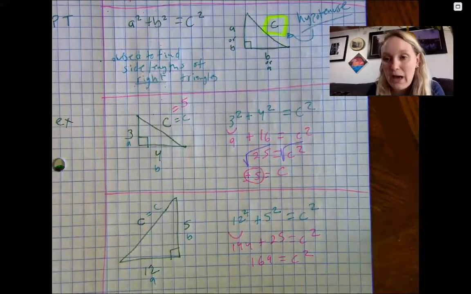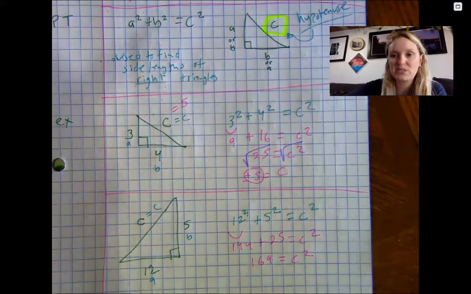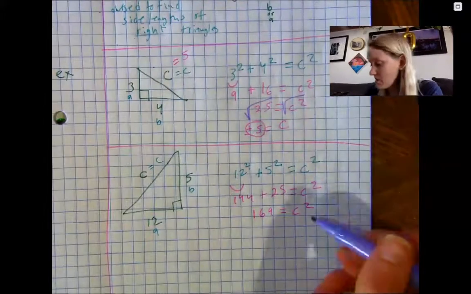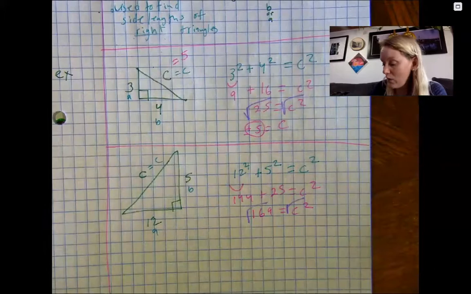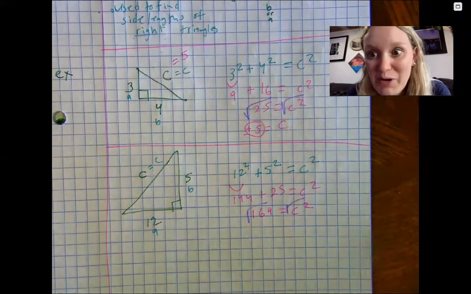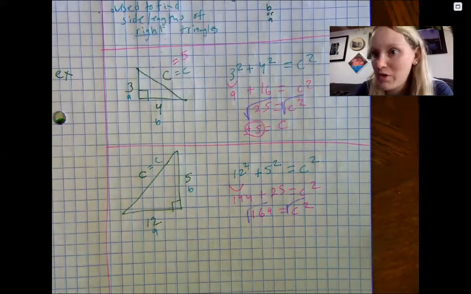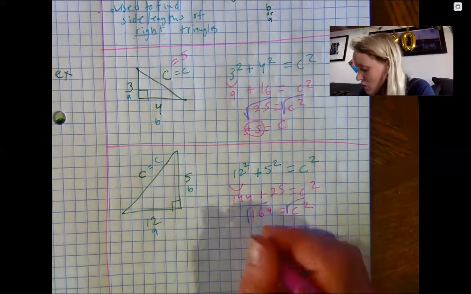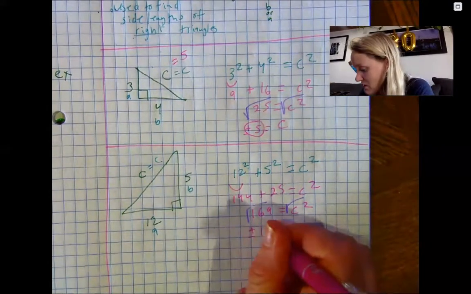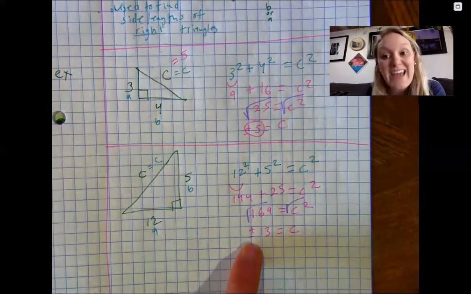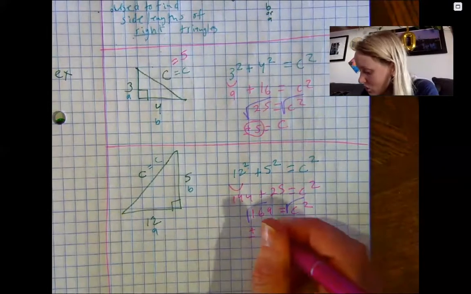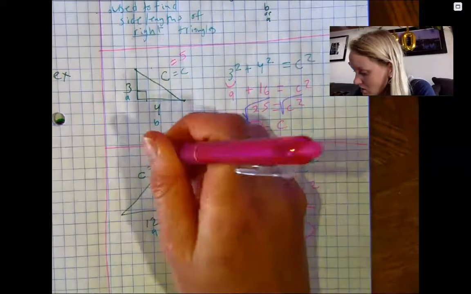To get c by itself, I have to do the opposite operation. The opposite of squaring is square rooting. And the square root of 169, don't you wish you had the red number line right now? All those whole square numbers. I know you probably wish you did. We get positive or negative 13 equals c. Well, we know that a side length can't be negative, so we just know it's going to be c equals 13.